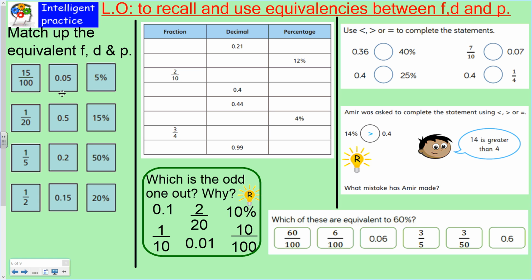So your first thing to do is you have to match up the equivalent fractions, decimals and percentages. Okay, so you can literally just write those down and you need to match them up, and you might want to tick them off as you do.